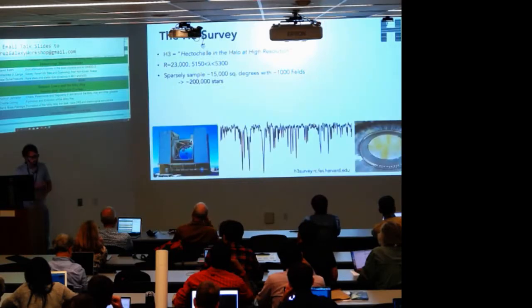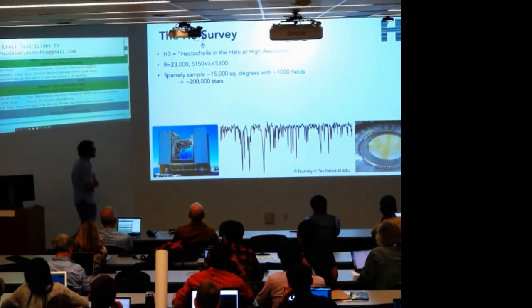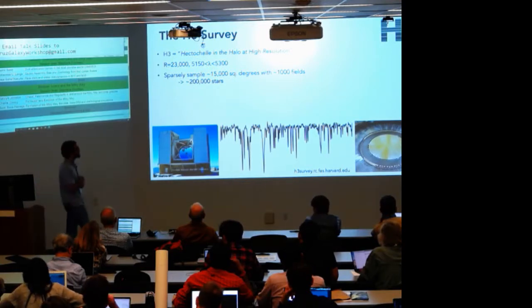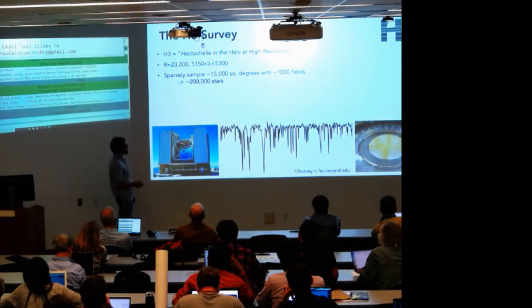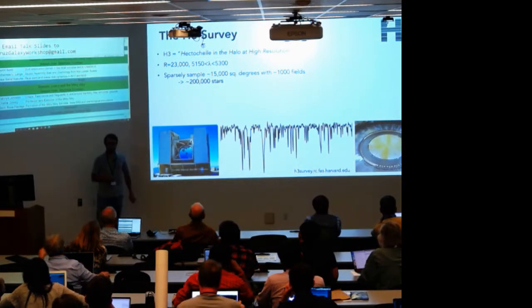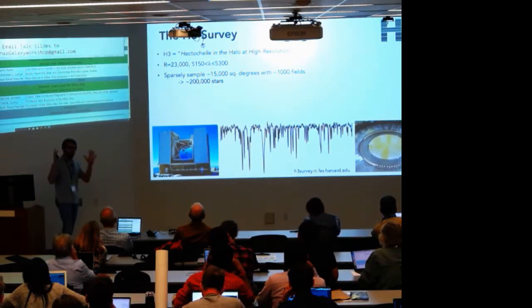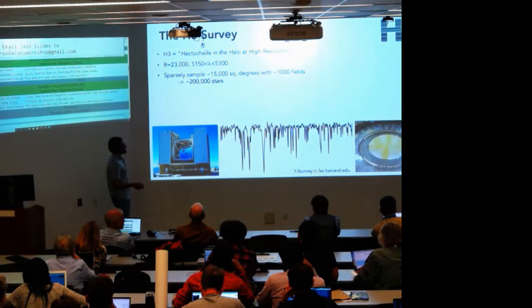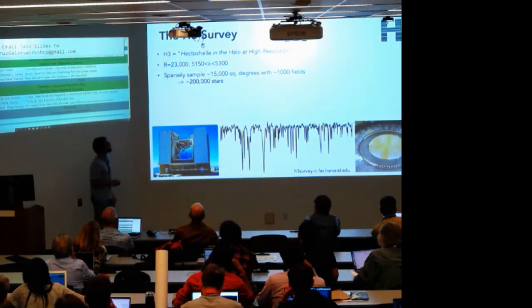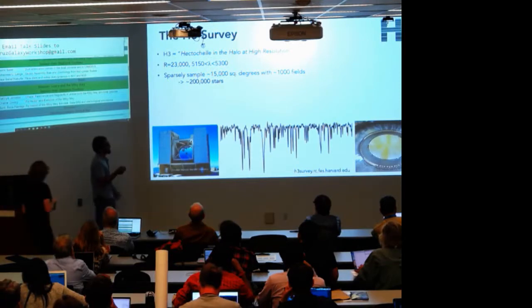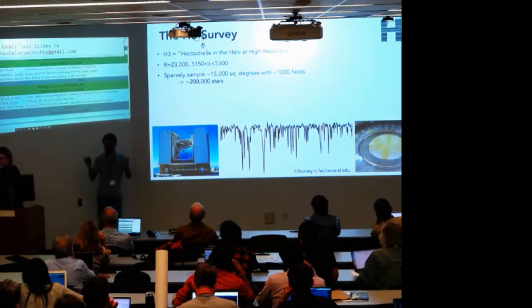And so that leads me to tell you about the survey that we're running. It's called the H3 survey. It's for Hectochelle in the Halo at High Resolution. Hectochelle is a high-resolution fiber-fed spectrograph on the MMT telescope, which is a 6.5-meter telescope in Arizona. Hectochelle is fairly unique for having a large field of view. It has a 1-degree diameter field of view and can obtain spectra of 200 objects at a time. Resolution and wavelength range are here. The strategy is to target a large area of the sky for the reasons I motivated a few slides ago.